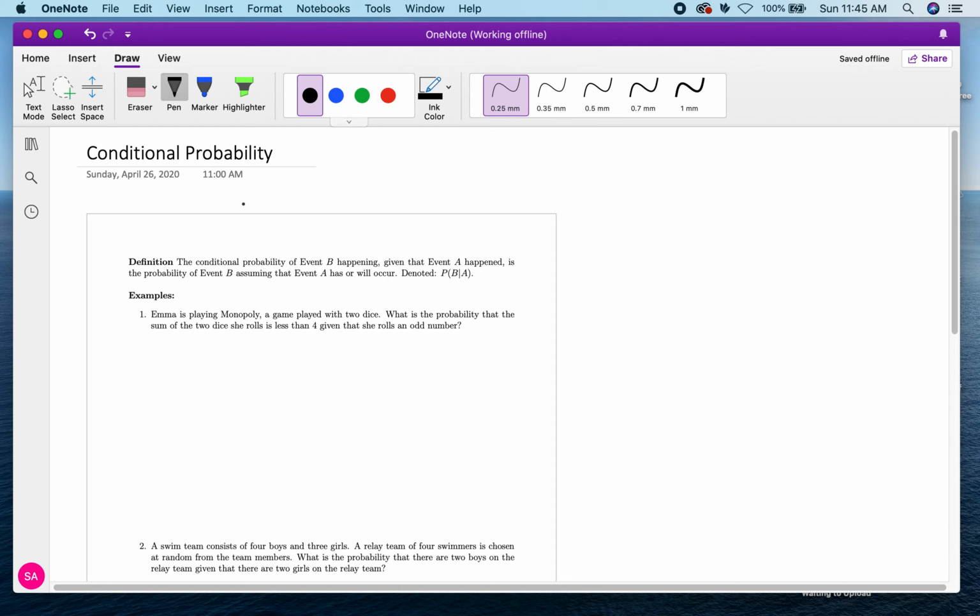So, the conditional probability of event B happening, given that event A happened, is the probability of event B assuming that event A has or will occur. And we use this notation, the probability of B, and then a straight line, A. We read it B given A.